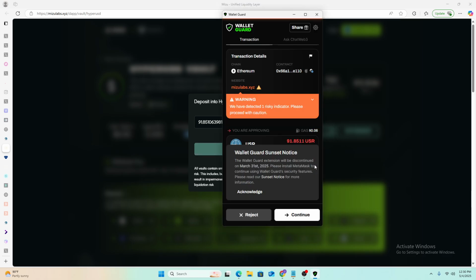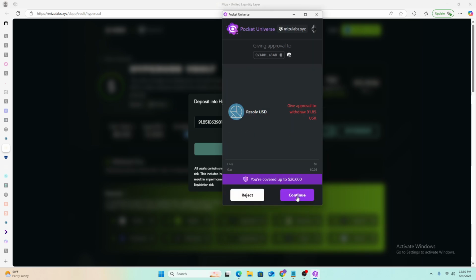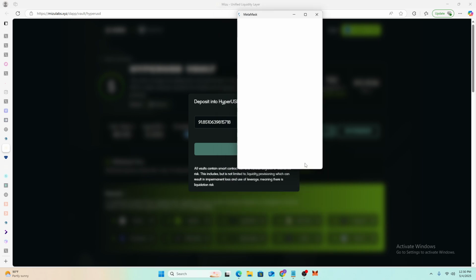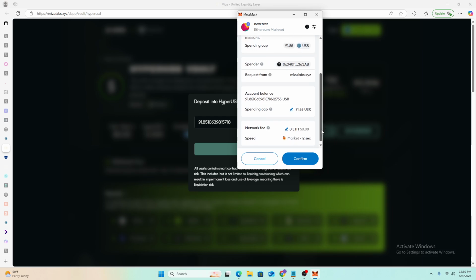So I do have some USR, 2 transactions, of course. The first one is an approval transaction. You'll also see the fee expenditure involved. The fees on Ethereum at the moment is not high. So with maybe 30 cents or so, you'll be able to accomplish this. Okay, so this is 8 cents for the approval.